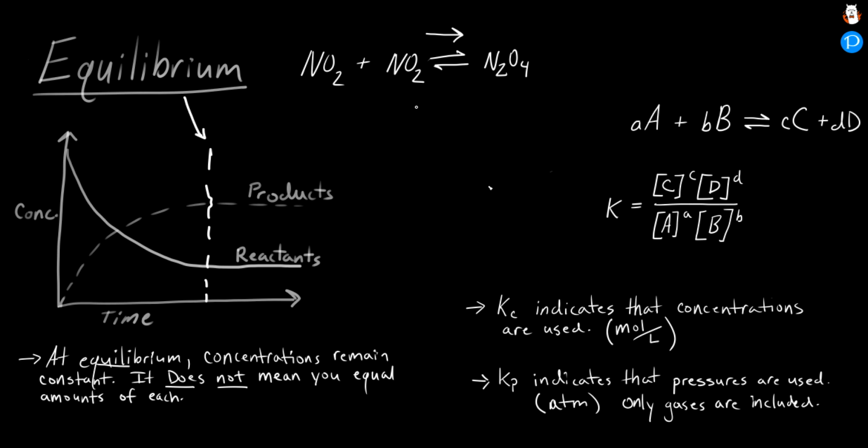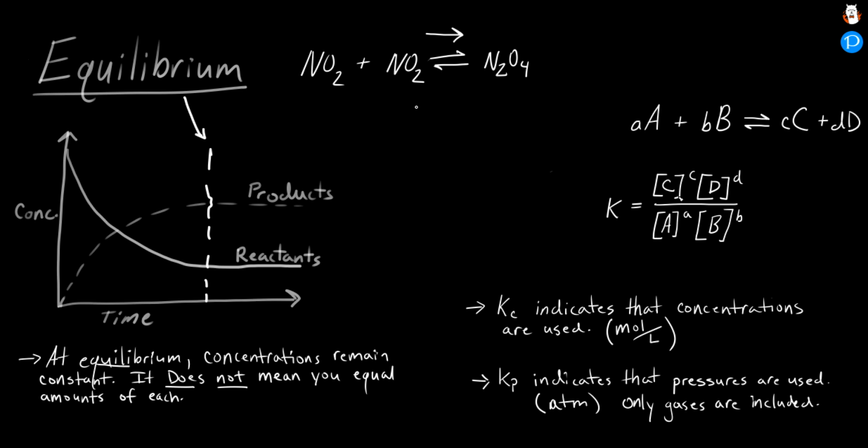Part of equilibrium is calculating this equilibrium constant K for reactions. Our equilibrium constant is essentially calculated by taking the products divided by the reactants. Your K value is going to tell you whether you have a reaction that lies far to the right, where most of it is going to get converted to products, or a reaction that lies far to the left, where hardly any of it is going to get converted to products.